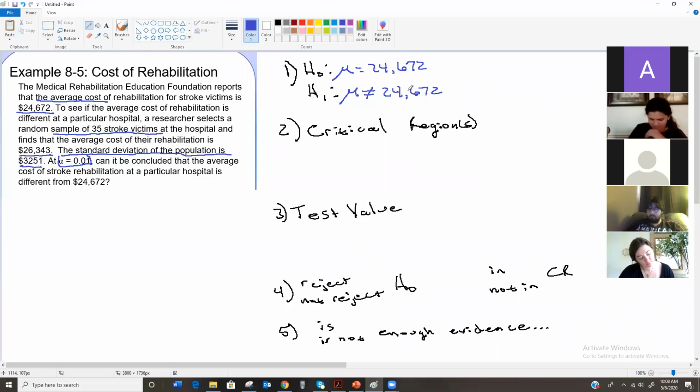Are you guys okay with where that comes from? Your choices here are greater than, less than, or not equal. And the reason this is a not equal is because it says different. It doesn't say higher, it doesn't say lower, it just says different. So this researcher doesn't have a feel for whether it's higher or lower. They're just wondering if this hospital is different.